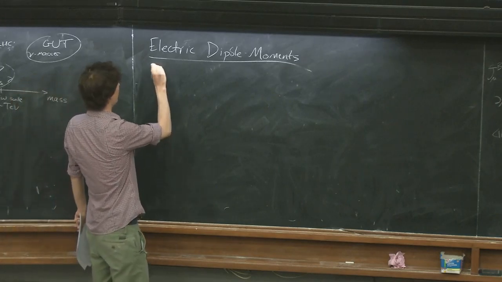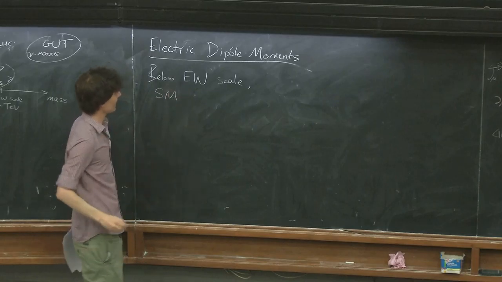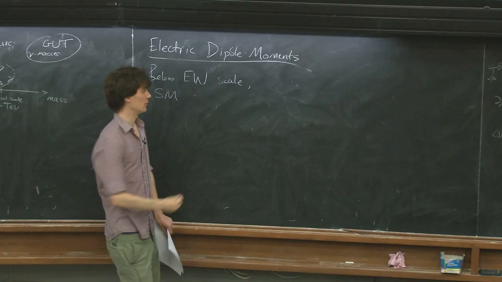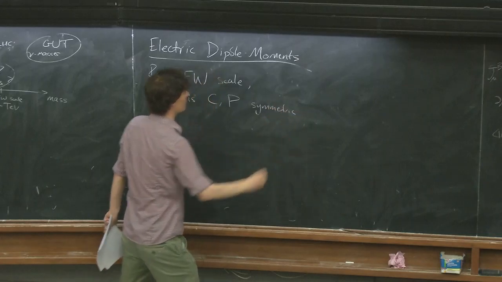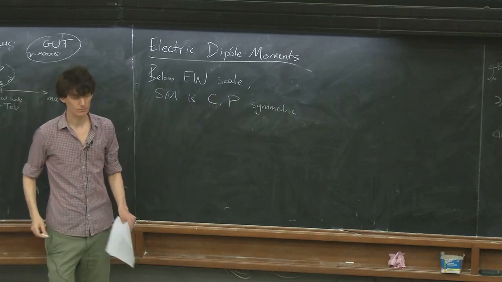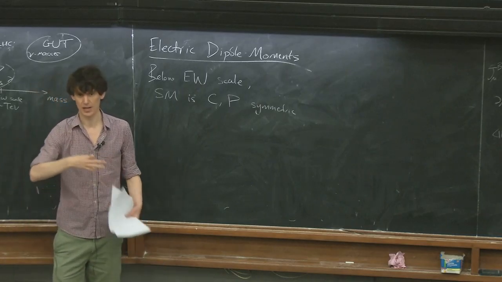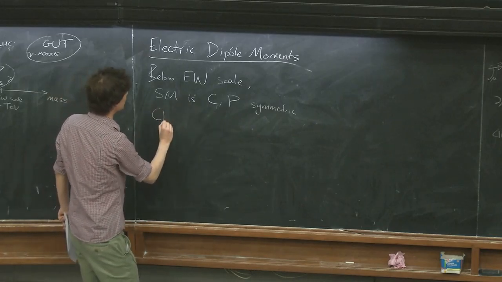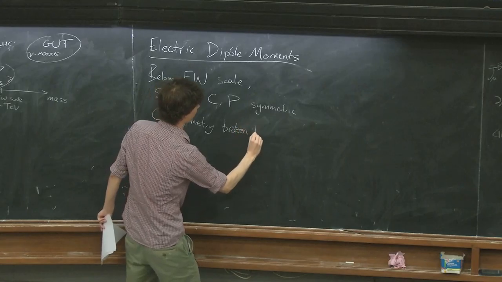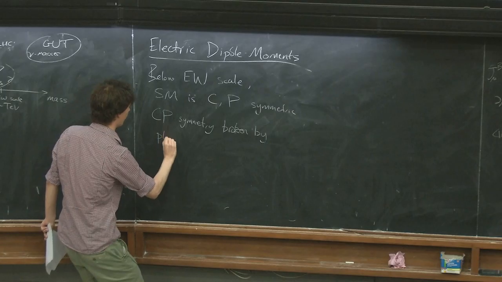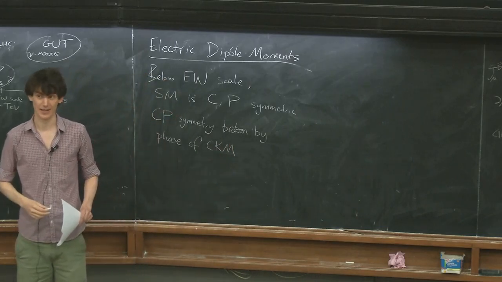At low energies, below the electroweak scale, the standard model is, at least at the lowest dimensional level, C and P symmetric. Under charge conjugation and parity, both QCD and QED respect these symmetries. Now, parity symmetry is broken by the fact that the weak interactions have a handedness: the left-handed and right-handed fermions couple differently. So CP symmetry is less badly broken. It's broken by the phase of the quark mass matrices, so the CKM matrix, which I assume you'll have done in the flavor lectures.